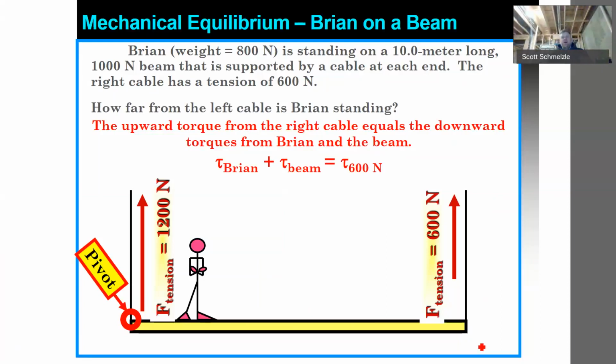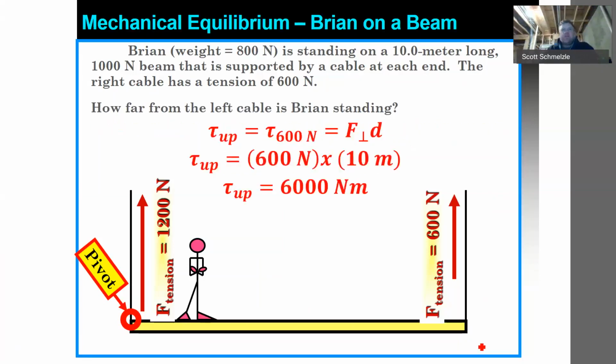All right, so our downward torque is Brian and the beam. Our upward torque is at 600 newtons. Now remember, why don't we include the 1200 Newton torque? Because that's at the pivot point. Its distance is going to be 0.